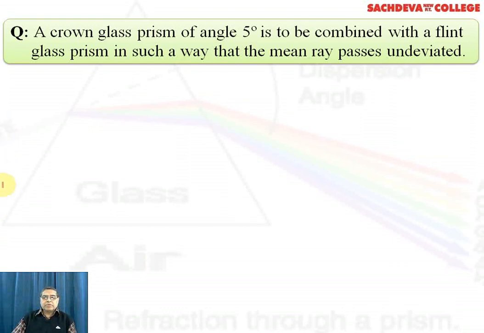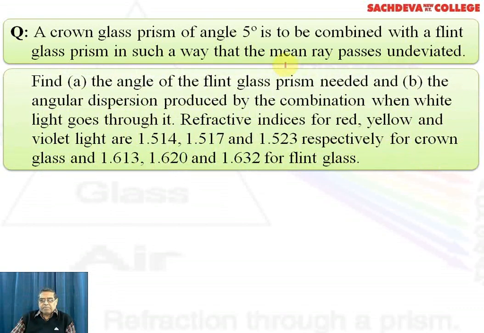Now, our next question is: a crown glass prism of angle 5 degrees. So, the variety of glass has been changed. It's a crown glass prism and the angle is 5 degrees. It is to be combined with a flint glass prism in such a way that the mean ray passes undeviated. So, we have to adjust both prisms in such a way that the mean ray passing through one face does not deviate and passes directly.